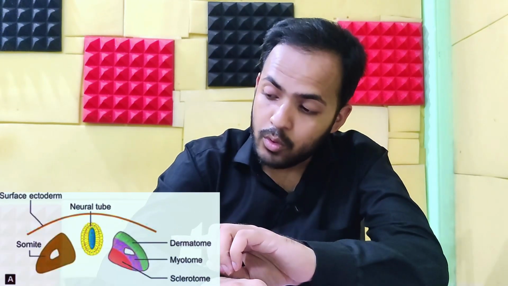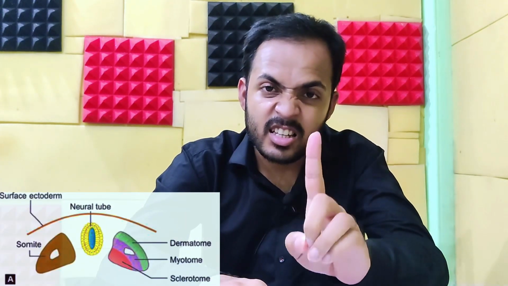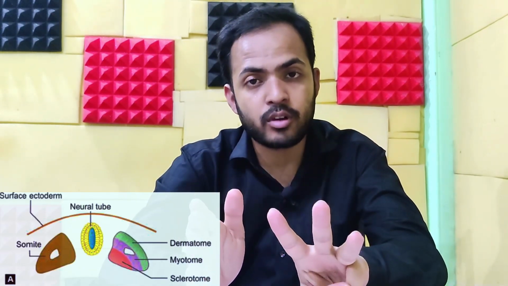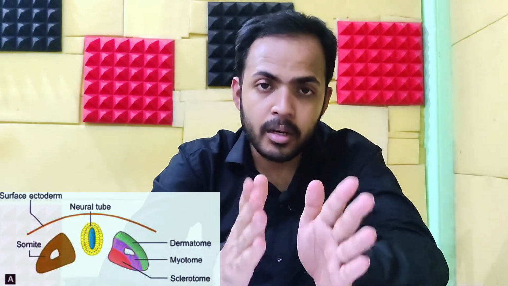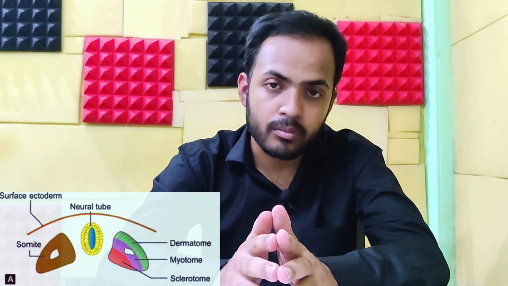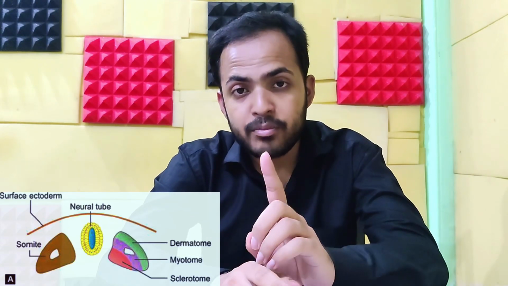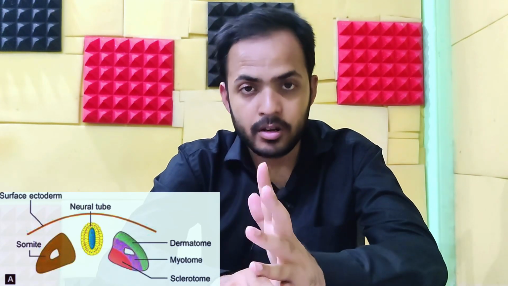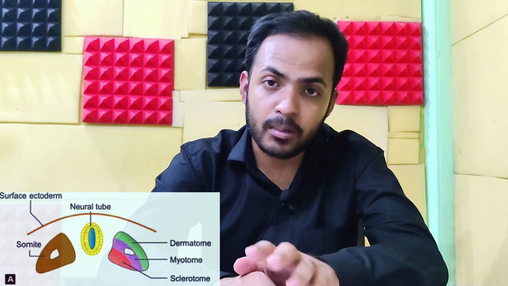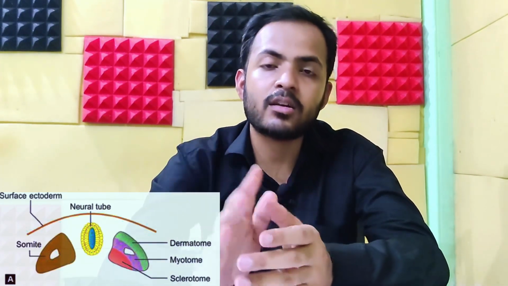As you can see in this photo, the entire single somite consists of 3 parts. The medial part is known as sclerotome, then the middle part is known as myotome, and the last part is known as dermatome. From the sclerotome, ribs and vertebral bones appear. From the myotome, all the skeletal muscles appear, and from the dermatome, common sense, the dermis layer of the skin appears.